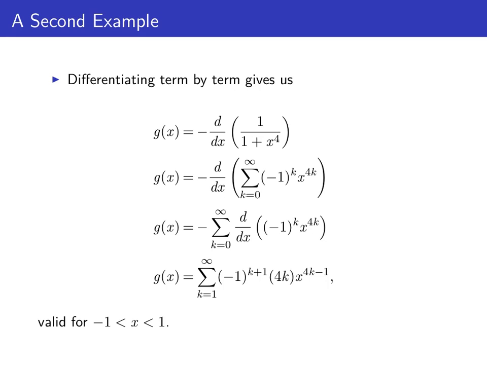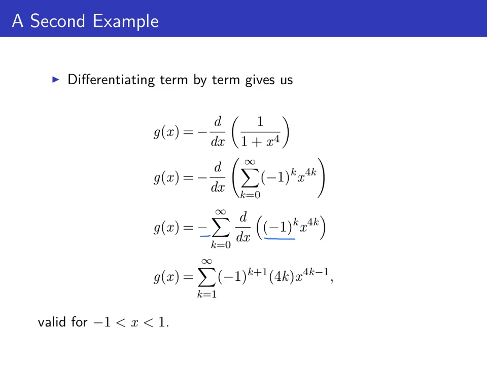And this power series representation for g of x is valid on the same interval that the power series representation for 1 over 1 plus x to the fourth was. That is, on the interval from -1 to 1. Now you may be wondering about a couple of things here. This -1 to the k plus 1 comes from taking -1 to the k and multiplying by the negative sign that's outside of the sum.